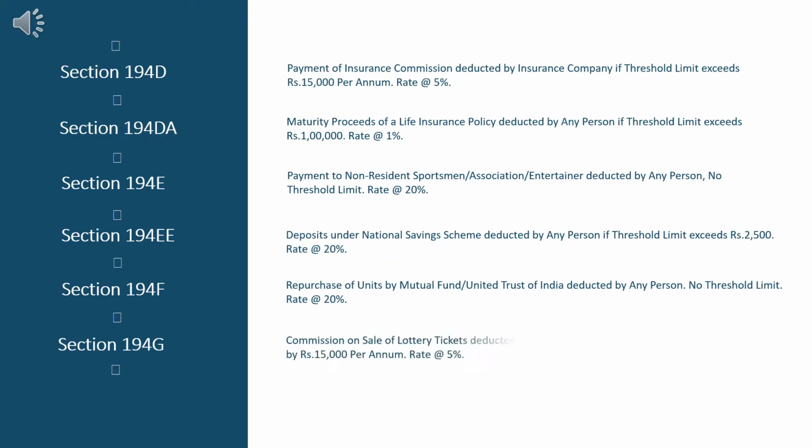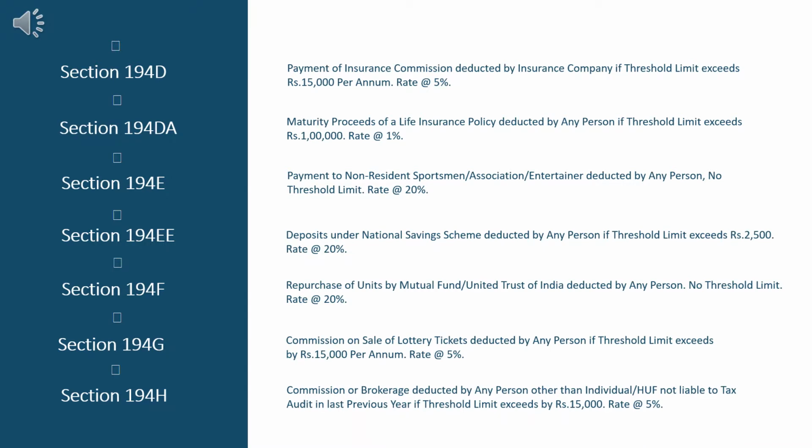Section 194G. Commission on sale of lottery tickets, tax to be deducted by any person, if the commission amount exceeds Rs 15,000 per annum, tax rate at 5%. Section 194H. Any other commission or brokerage, tax to be deducted by any person other than individual or HUF, not liable to tax audit in last previous year, if the commission or brokerage amount exceeds Rs 15,000, tax rate at 5%.